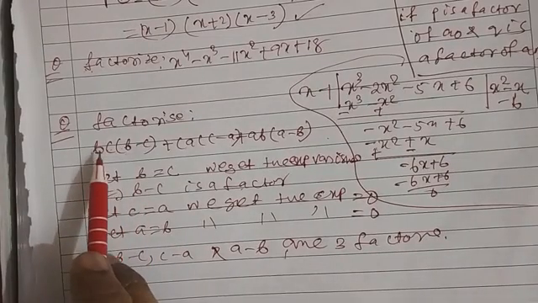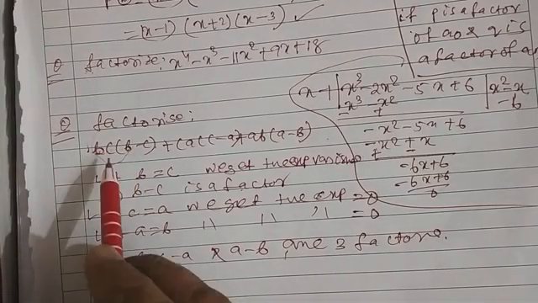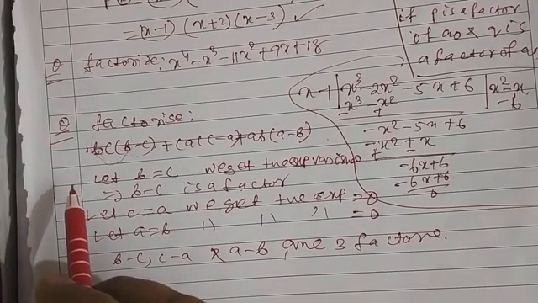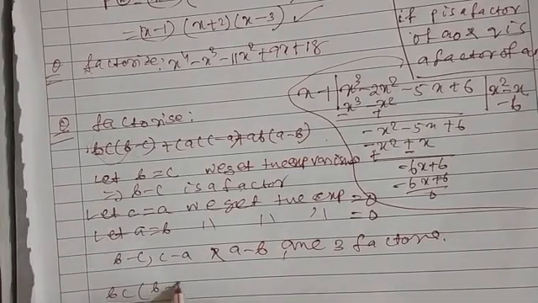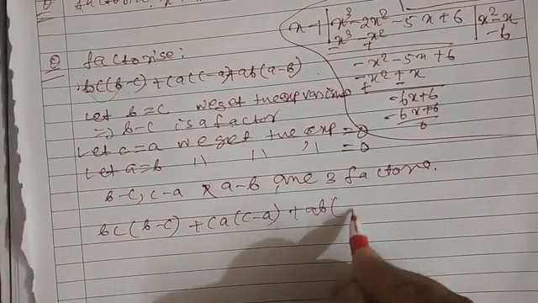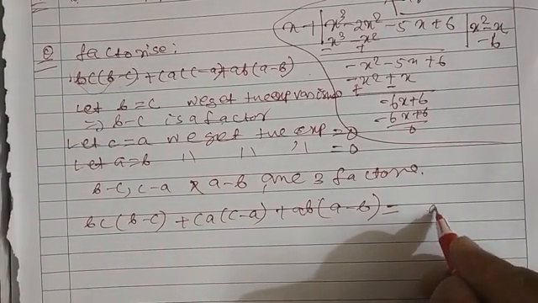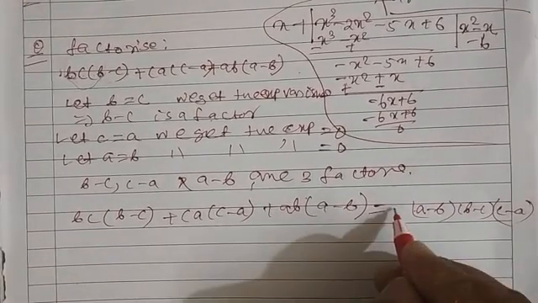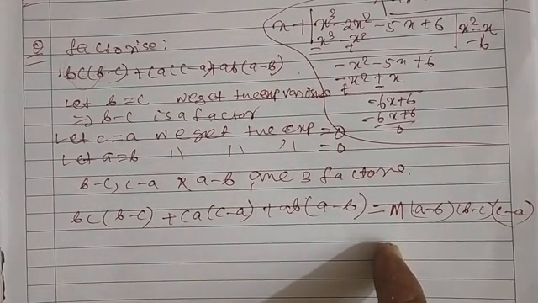Okay. Now as there are 3 factors in each term, we have this expression bc into b minus c plus ca into c minus a plus ab into a minus b, which must have 3 factors: a minus b, b minus c, c minus a, along with some constant that may be there. I take that constant as m. I want to get the value of m.